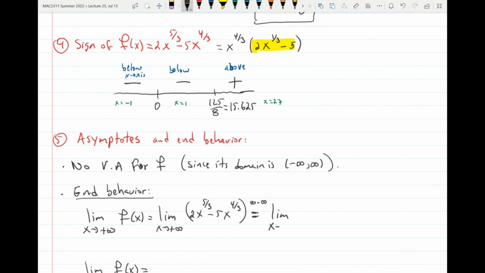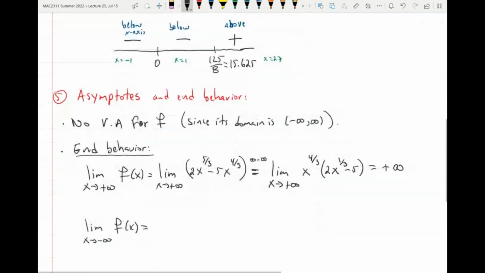Notice how many of the things that we need have already been done in previous steps. You just have to reuse that. Okay. So let's put the factor information. And now we see that this is infinity times infinity. So this is just positive infinity. Okay. All right. So we know that when x approaches positive infinity, the function goes up to positive infinity.